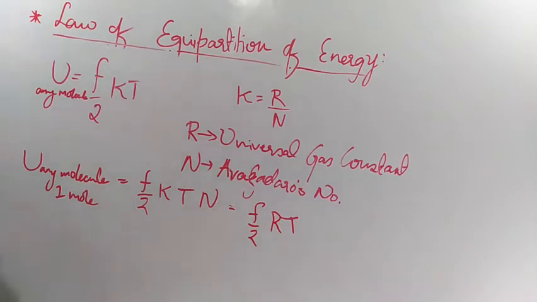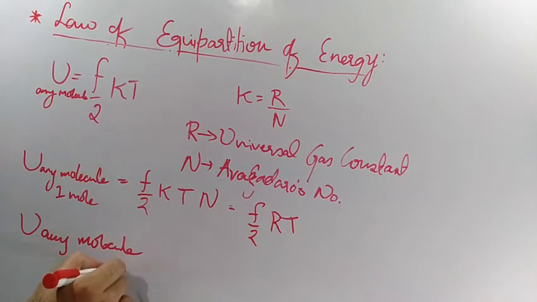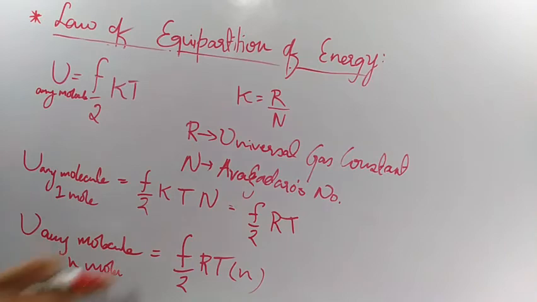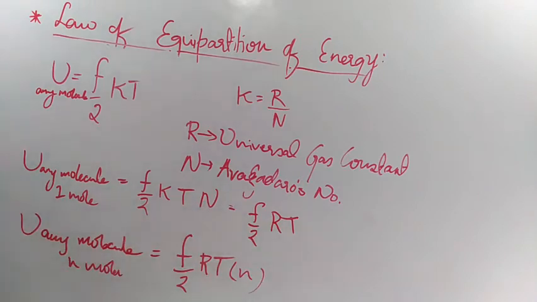If we want to write U for any molecule which has N moles, I can take this factor and multiply with the number of moles, which is small n. Again, just cross-check. F by 2 RT is for 1 mole. If I substitute 1, it is F by 2 RT into 1. Clear? So this fact you should remember.